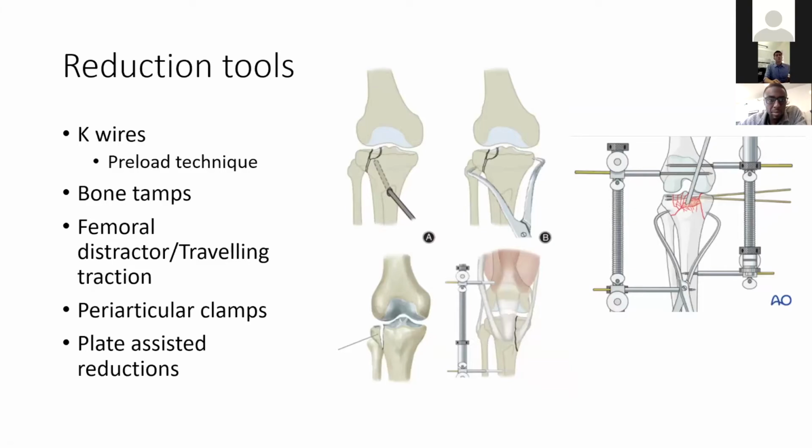Your reduction tools: the tibial plateaus are super fun to fix because you essentially have all of these bags of tricks that you're going to use as needed. You have them all available and you're going to throw them in as you need them. But the classic ones you're going to see are lots of K-wires, lots of bone clamps, and the femoral distractor is your friend. You can combine them or you can use something like traveling traction that helps with your coronal alignment and distraction, and then a large periarticular clamp, using your plate to help you get a reduction.